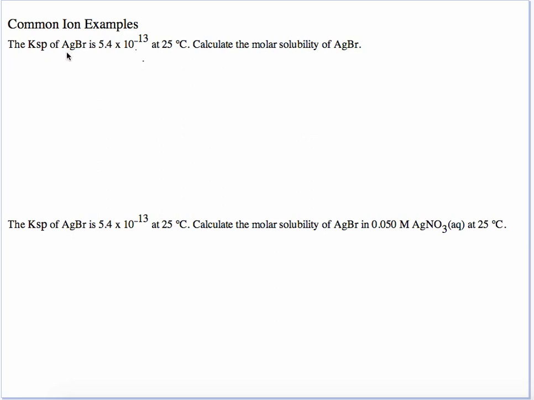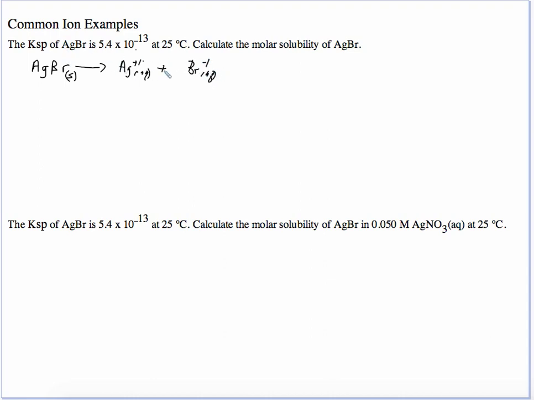So the Ksp. We want to calculate the molar solubility. Basically what that means is if you make a saturated solution, you're dissolving the maximum amount at 25 degrees Celsius. What molarity could you make of a saturated solution of AgBr? So the first thing is you've got to know how AgBr dissolves. AgBr, a solid, you put it in water, and it's going to make silver ions and bromide ions.